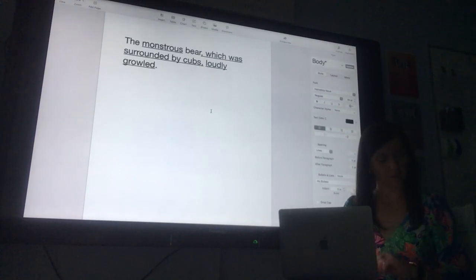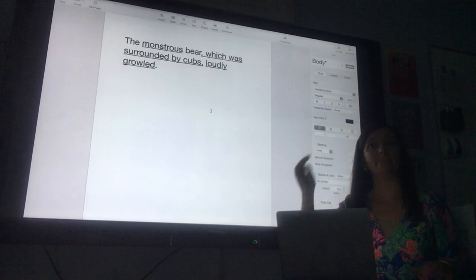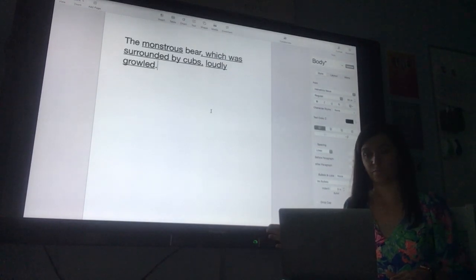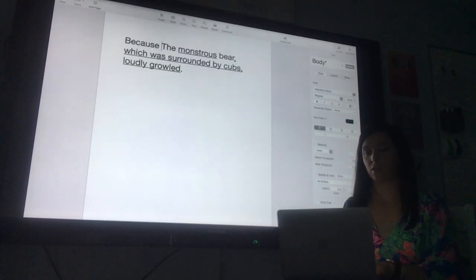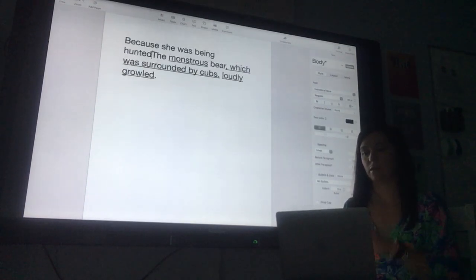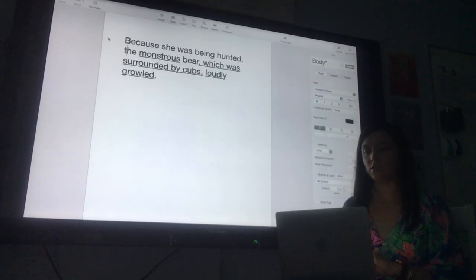Now we're moving on to a because clause. The because clause creates dependent clauses. Okay, if the dependent clause comes first in a sentence, you need a comma after the clause. You do not need a comma if the dependent clause comes second. That's a lot of words. So because clauses make complex sentences. Okay, so right now, this is actually a simple sentence, and I'm just going to add a because clause at the front. Because she was being hunted, comma. Now that T will go lowercase. Because she was being hunted.